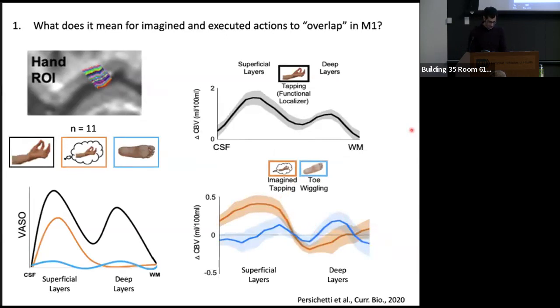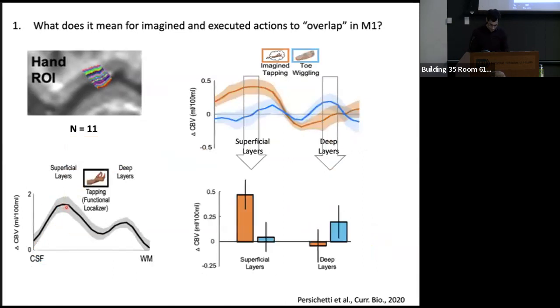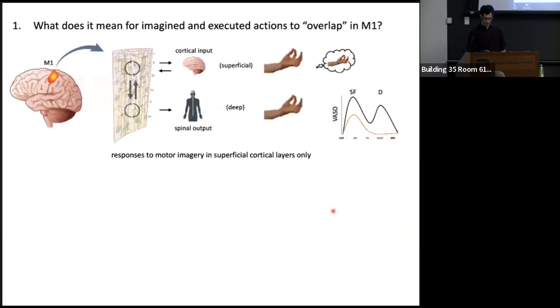And next, to quantify this effect, we again use the functional localizer to identify the peak responses in the superficial and deep layer so we could average over them and compare our conditions. And indeed, we find a significant difference in the superficial layers between imagined tapping and toe wiggling, but not in the deep layers. And critically, there's a significant interaction between the superficial and deep layers. So we showed here that even though we get activation both for executed and imagined tappings in M1, these processes are dissociable across the layers.